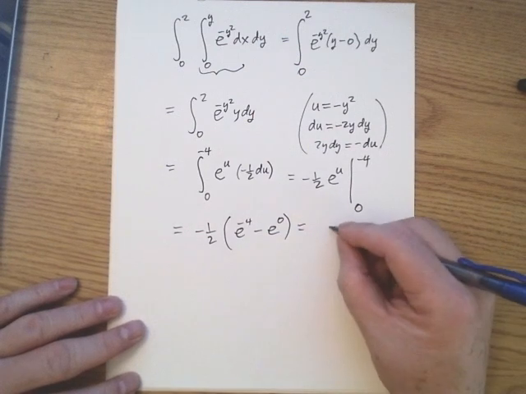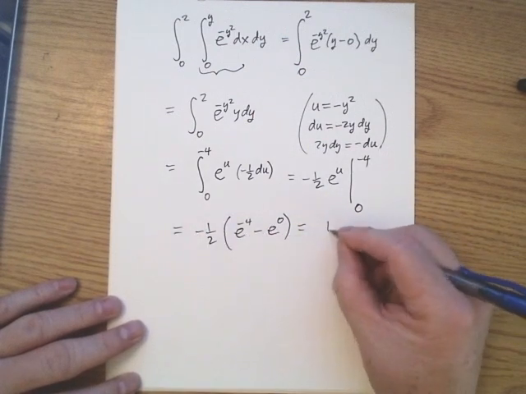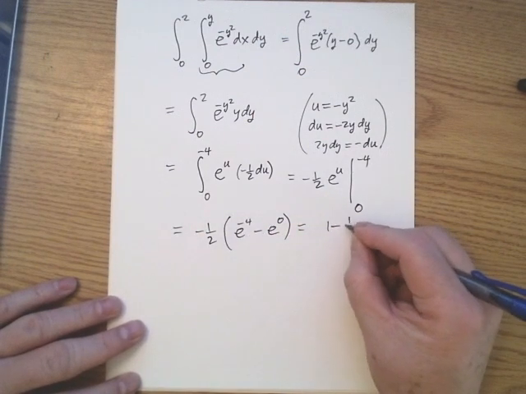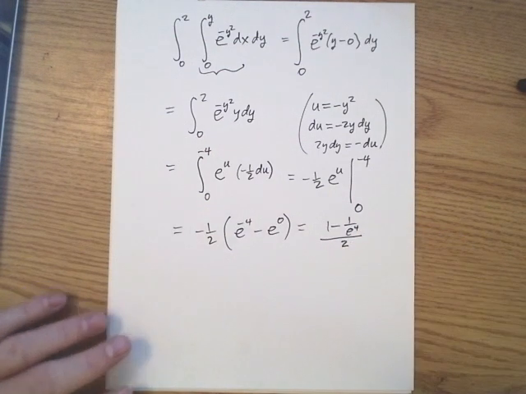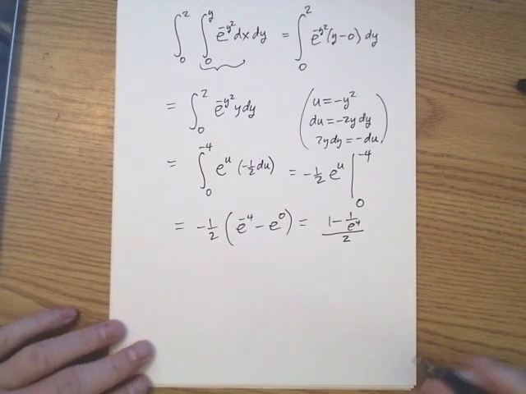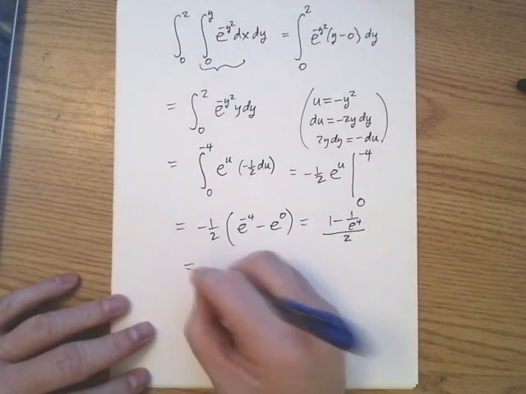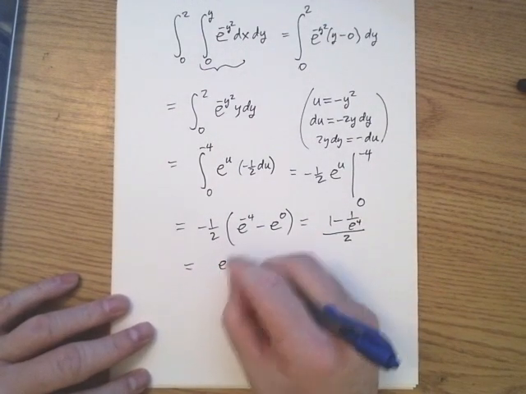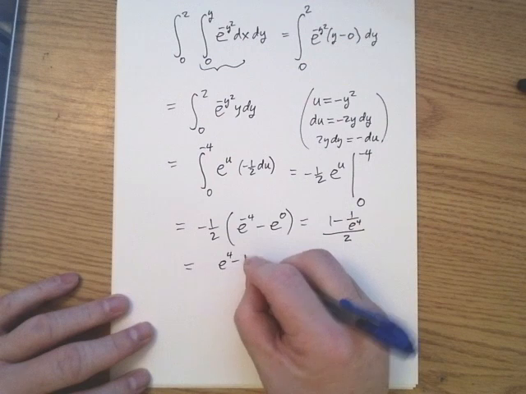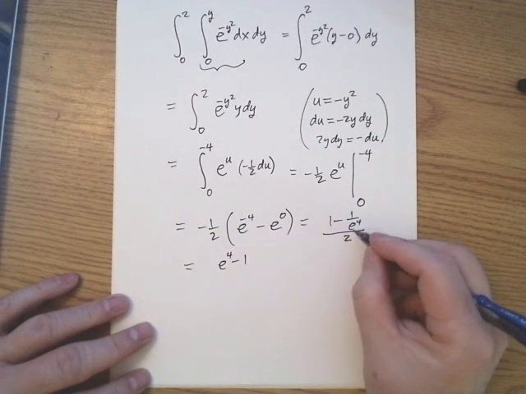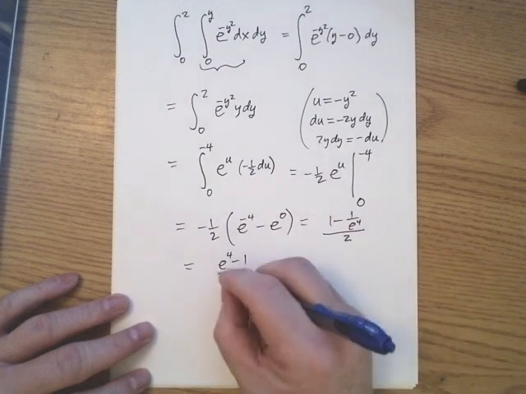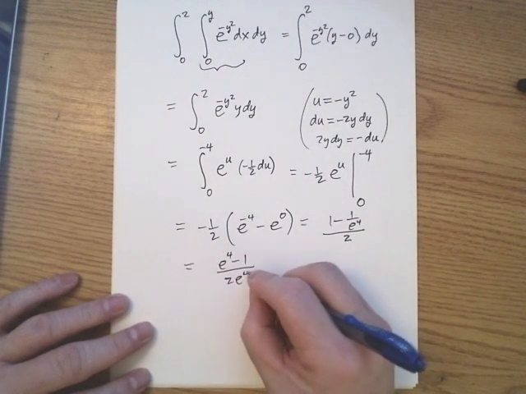I'll change the order then, because of this negative sign, so that's 1 minus 1 over e to the 4th, all divided by 2. Now that strikes me as quite ugly, so what I'm going to do is rewrite the numerator as e to the 4th over itself minus 1 of those over that, and we get this in the end.